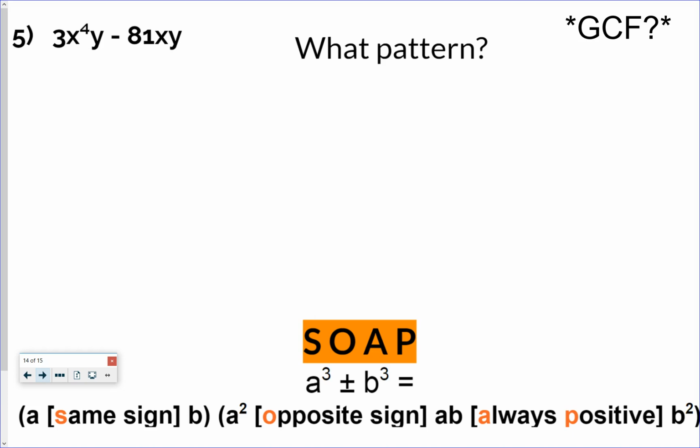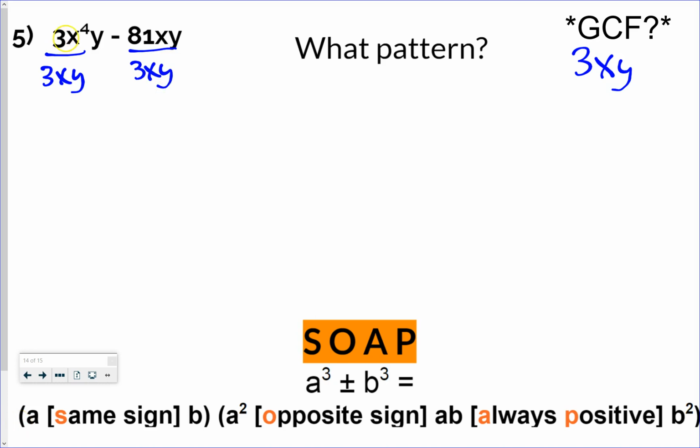Okay, number 5. We have 3x to the 4th y minus 81xy. Okay? There is a difference, which is awesome, but do we have squares or cubes? No, we don't have a difference of squares or a difference of cubes right now. But someone said it, there is a GCF. What could I take away from each piece? I could take away a 3, an x, and a y from each of these pieces. 3xy, 3xy.